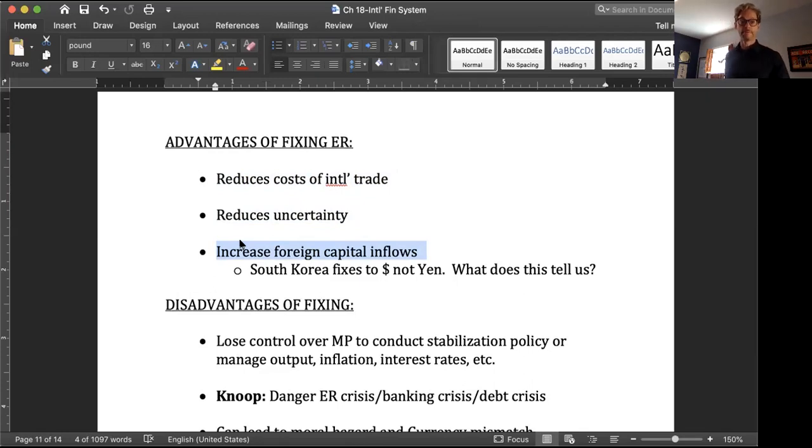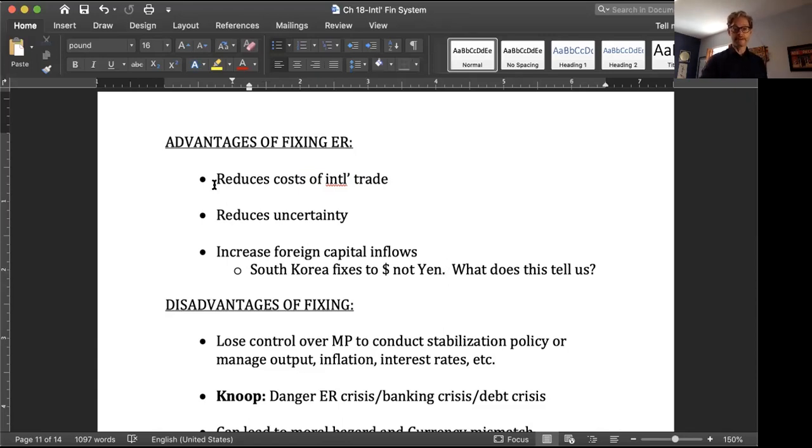Interestingly enough, I talked about South Korea, but South Korea fixes to the US dollar, not the Japanese yen, even though Japan is South Korea's biggest trading partner. What does this tell us? This tells us that South Korea is more interested in attracting capital flows than they are about international trade, right? If they were most worried about trade, they'd be fixing to the yen, their biggest trade partner. But they don't. They fix to the dollar, meaning that they're worried about capital flows because most capital flows take place in US dollars.